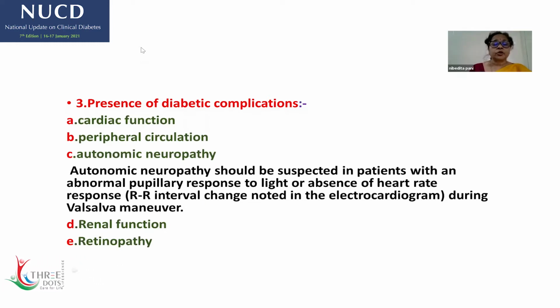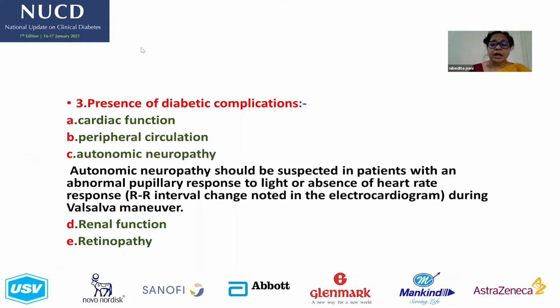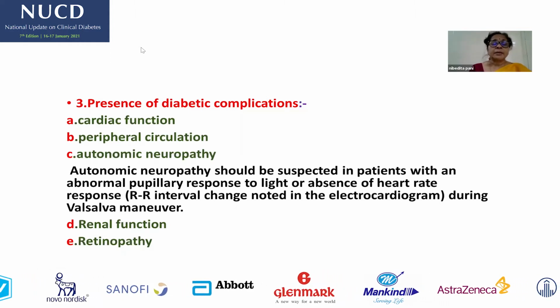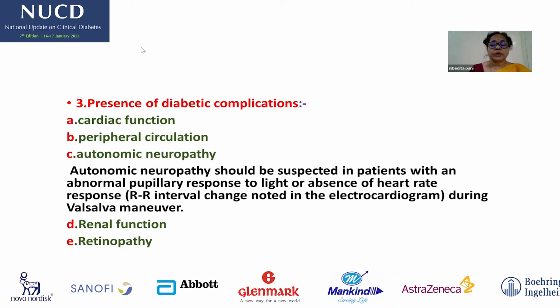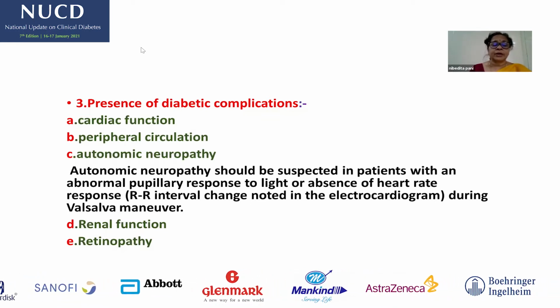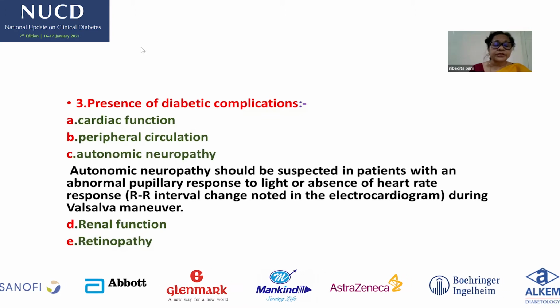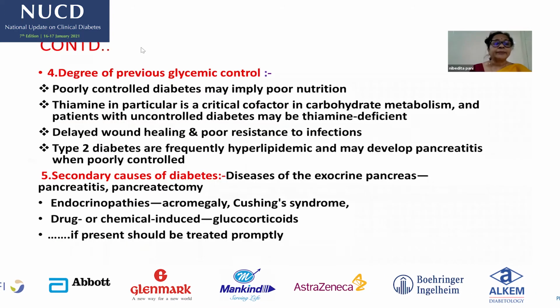How do you suspect autonomic neuropathy? With an abnormal pupillary response to light or absence of the heart rate response, meaning RR interval change noted in the ECG during the Valsalva maneuver, and also complications of the renal function and retinopathy.